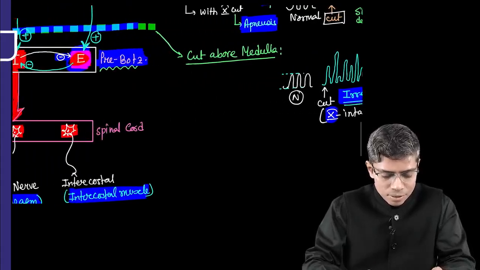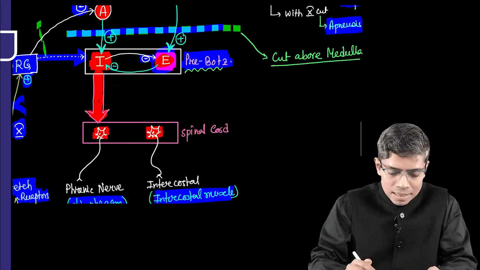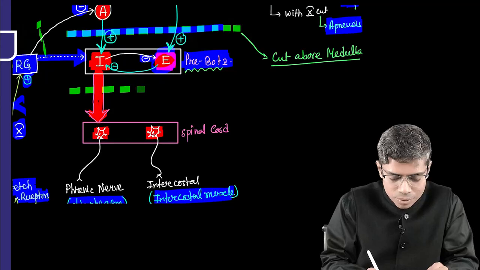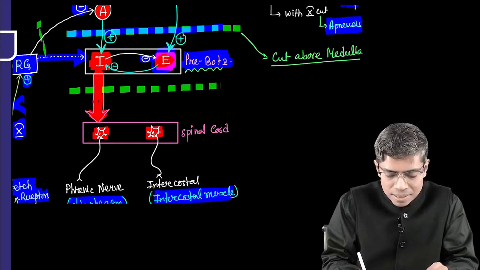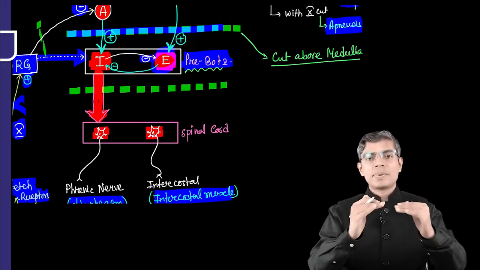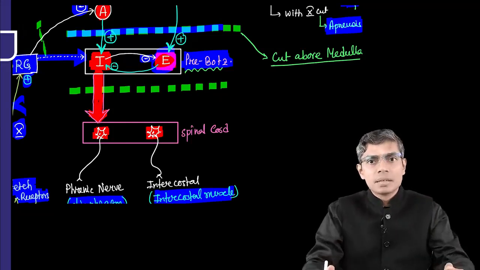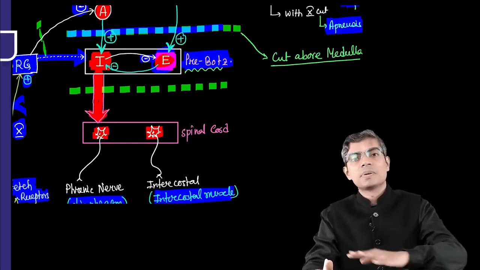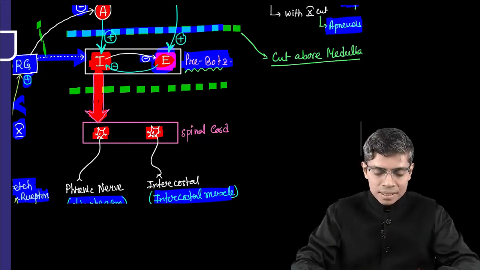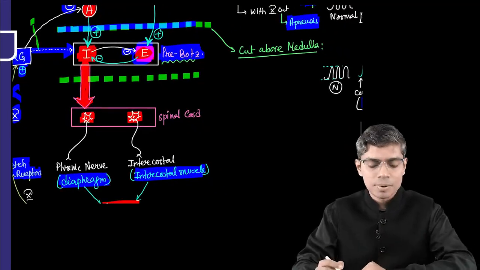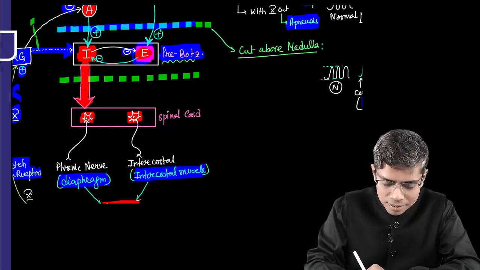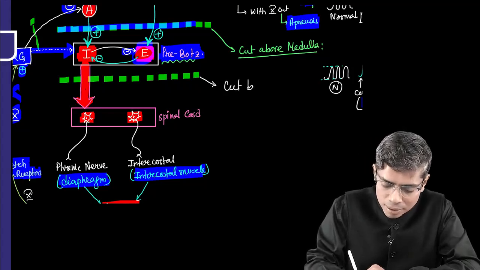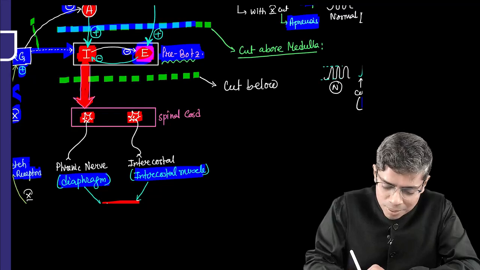Now the last one is if you give a cut below this medulla. So at the spinomedullary junction, suppose there is an injury at that level. What will happen? Your respiratory pacemaker is disconnected from the spinal cord. So you can easily find out that there will be instantaneous death. So a cut below the medulla.